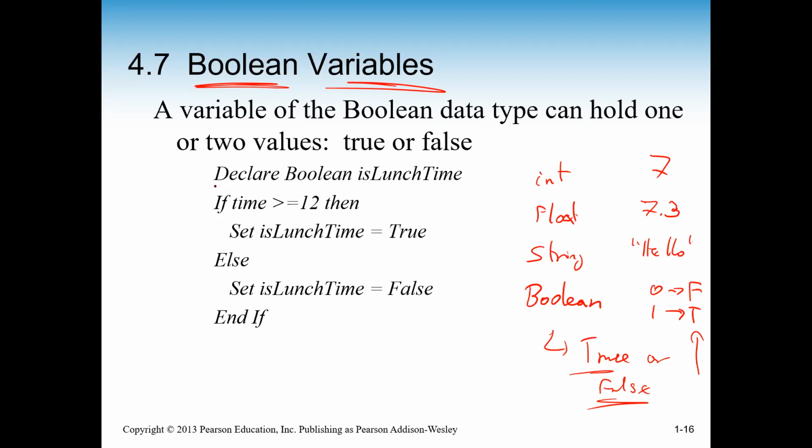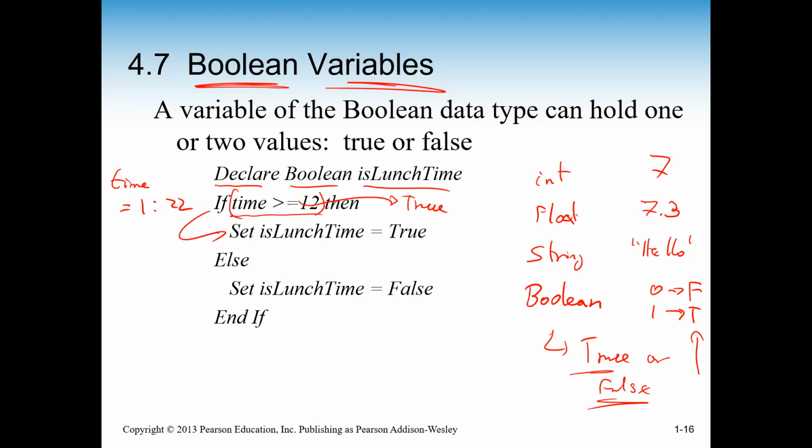So for instance, here we have the pseudocode: declare Boolean isLunchtime. If time is greater than or equal to 12, then this becomes this evaluation. Right now it is actually 1:22, so currently time is equal to 1:22. So if time is greater than or equal to 12, yes, it's greater. So this evaluates to true. Therefore, we go in this path.